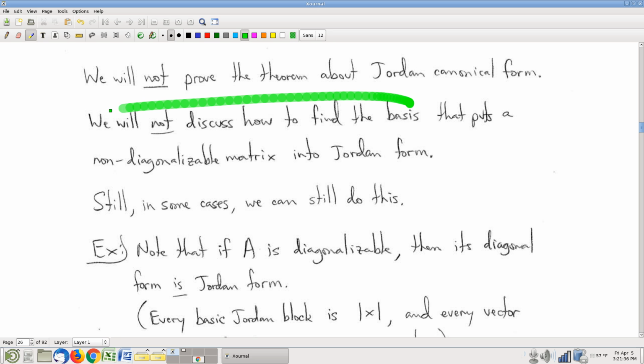How do you find a Jordan basis? It's tough in general. There are some cases where the way I give you some arithmetic will allow you to sort of automatically infer a Jordan basis, and we'll talk about that later. But in general, here's a matrix A, find a Jordan basis. It's hard. Okay, so we're not going to do that either.